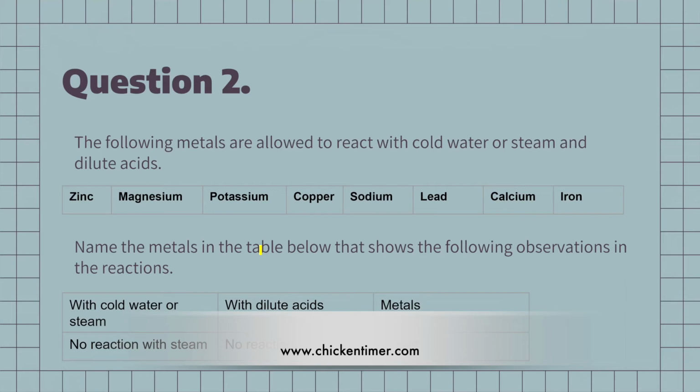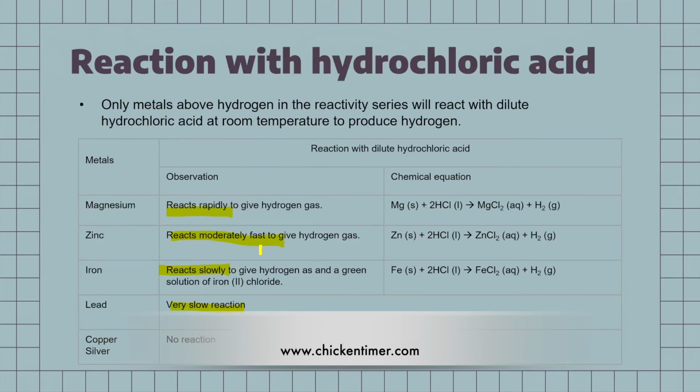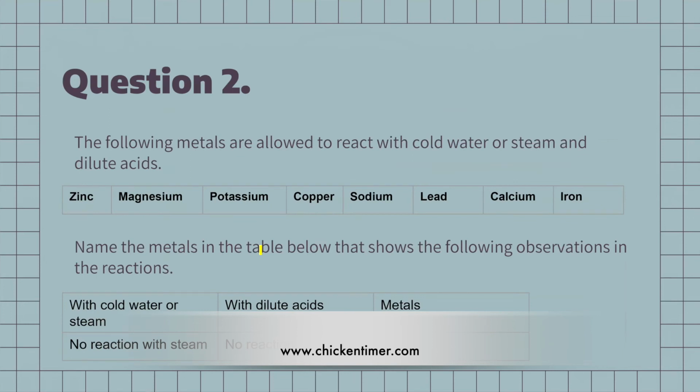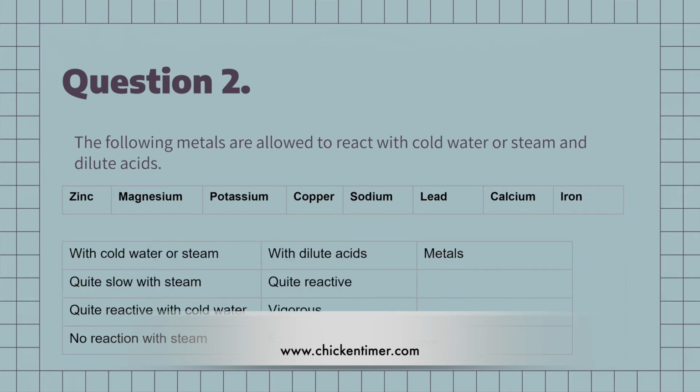Lead is considered still reactive with acid, just very, very slow. You see? Then copper is the one that has no reaction with acid. And then let's go back to this. Copper has no reaction with steam. So here, right, copper would be a better answer. Copper.